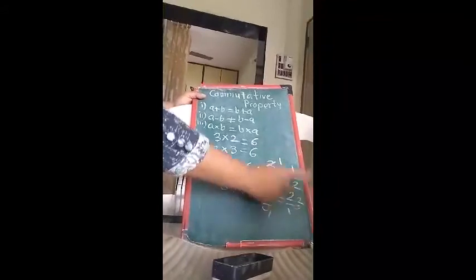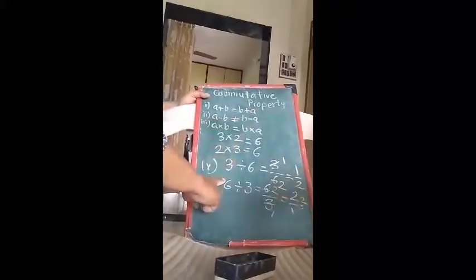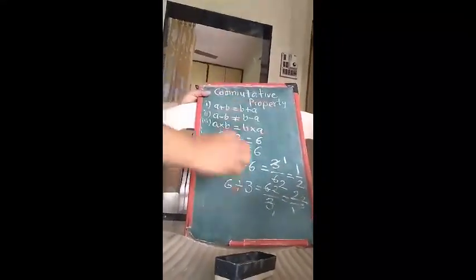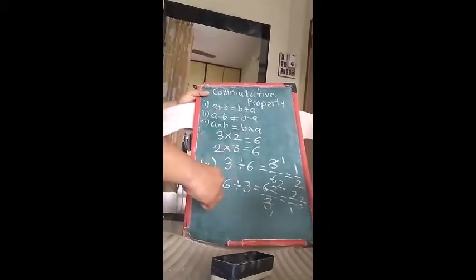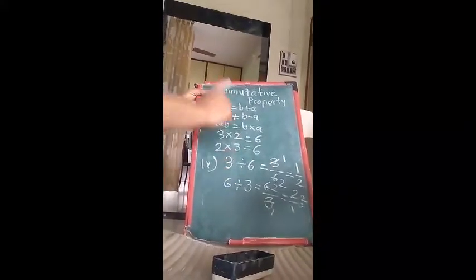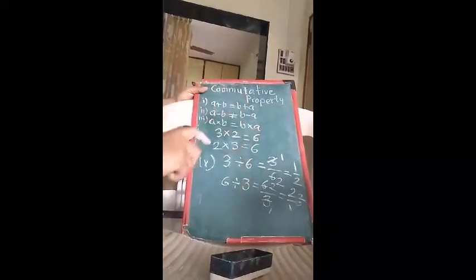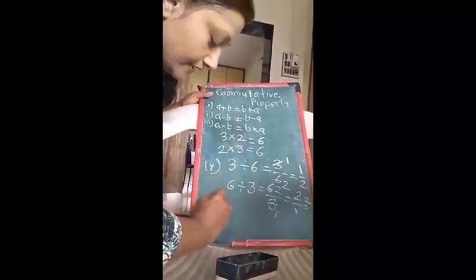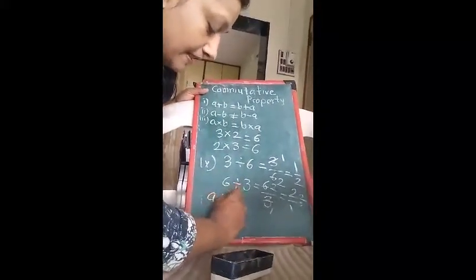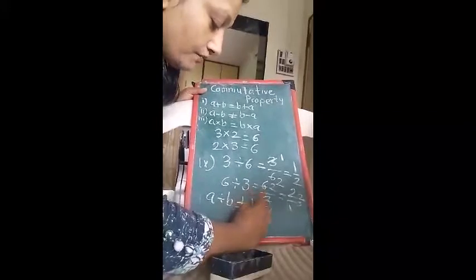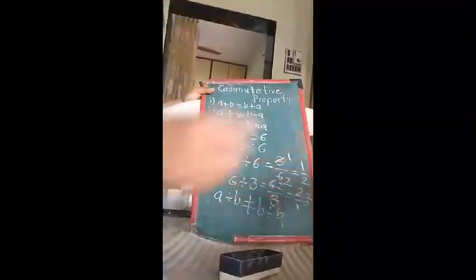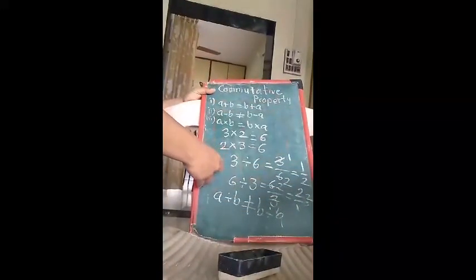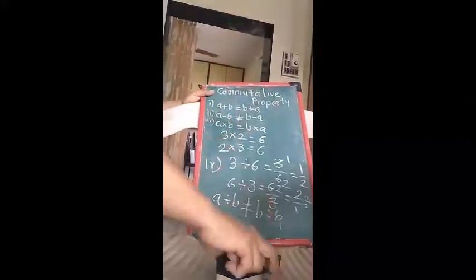Have you got this? So for division, this commutative property does not apply. It is not applied for division. So that's why we have written a divided by b is not equal to b divided by a. Now we will check it for the integers.